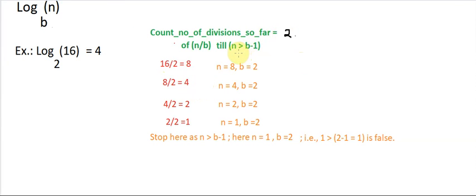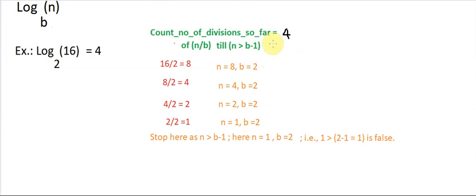Then I check the termination condition, whether the new value 4 is greater than 1. It still doesn't meet the condition, so I carry out my third iteration. I divide 4 by 2 again, which gives the result 2, my newly updated n as well. Now the number of divisions so far is 3, so I update the value to 3. Then again I check whether n is greater than b minus 1. 2 is greater than 1, so the condition is not met yet, and I carry out another division, 2 by 2, which gives 1. So that is my new n value 1, and the number of divisions so far is 4.